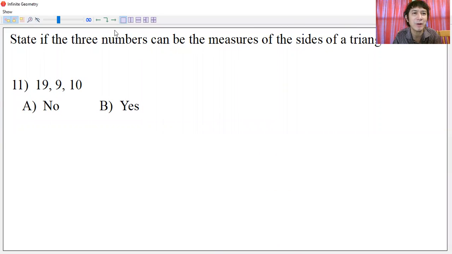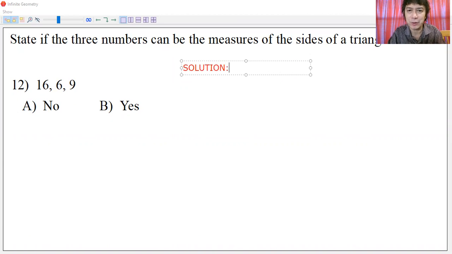Let's have the next one. Okay, here's number 12. State if the three numbers can be the measures of the sides of a triangle. All right, let's solve the last one. I think this is the last one for this type of questions.